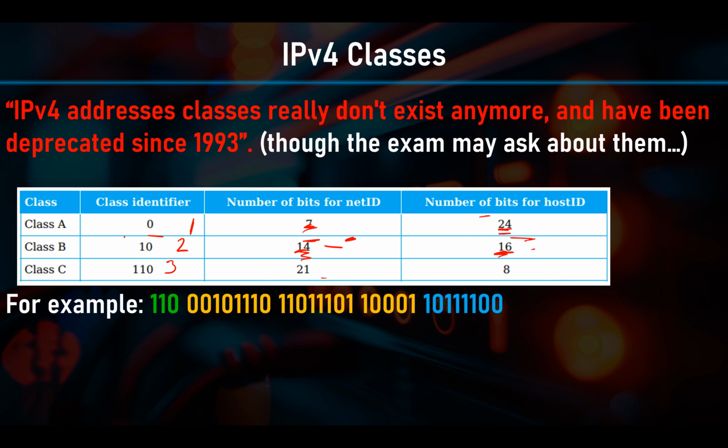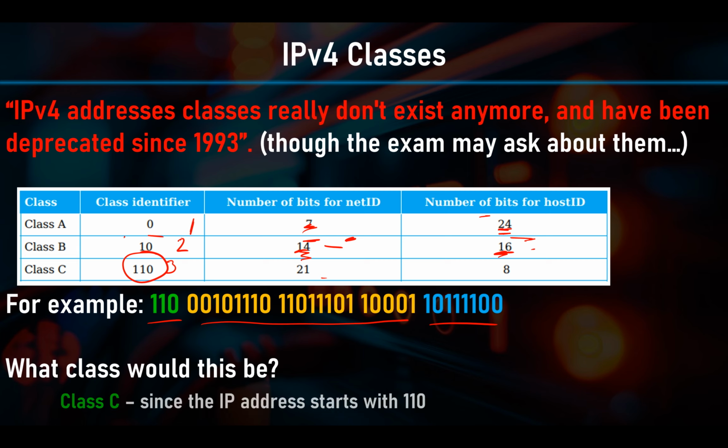So, for example, let's say we have this IP address. Since this starts with 110, we know that's a Class C. Therefore we know these 21 bits must represent the network, and the remaining 8 bits must represent the host.